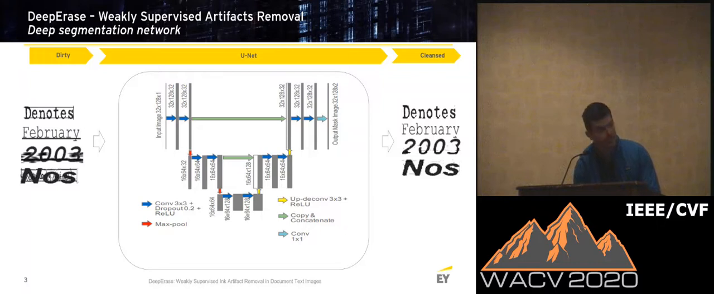Many organizations in practice, in real life, might already have a recognition pipeline in place for processing documents like this, coming off of scanned processes and things. So the aim of this model was to really try to fix that. At its core, it's really quite simple. We're just applying a deep segmentation network to try to remove document artifacts from document images.